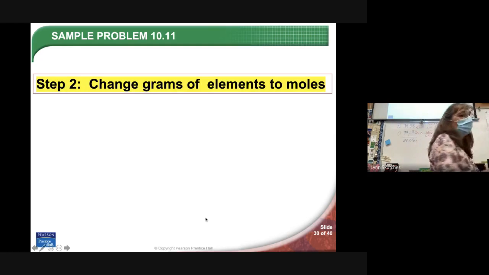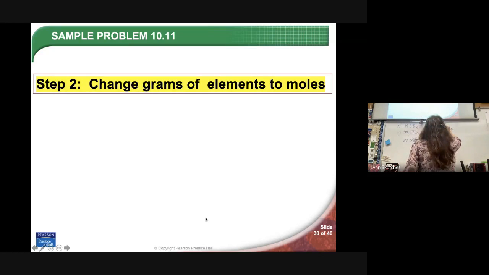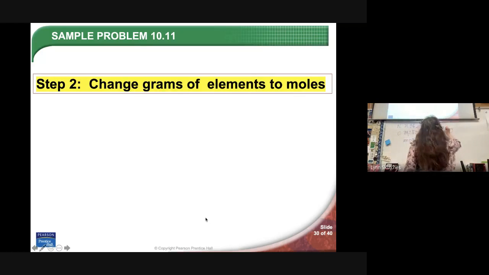What did you get for nitrogen, Lauren? 4.63. Beautiful. 4.63 moles. Okay. We have more than one. Oh, that's oxygen, right? Yeah, that's what I got for oxygen. We have more than 1 mole of both of these. We have 4.63 moles of oxygen, and we have 1.85 moles of nitrogen. Everybody concur?